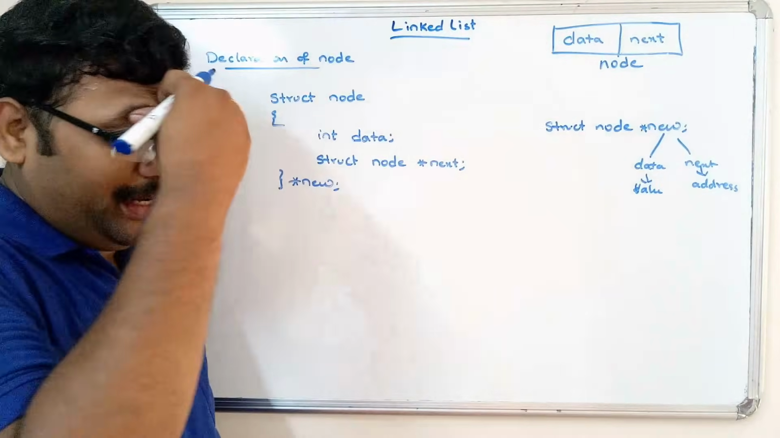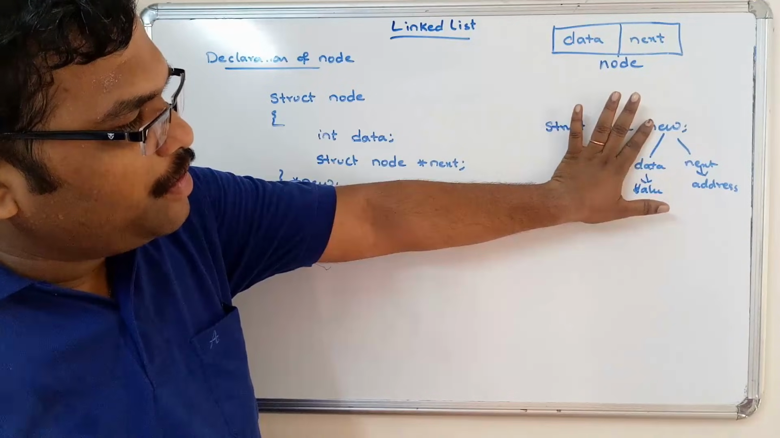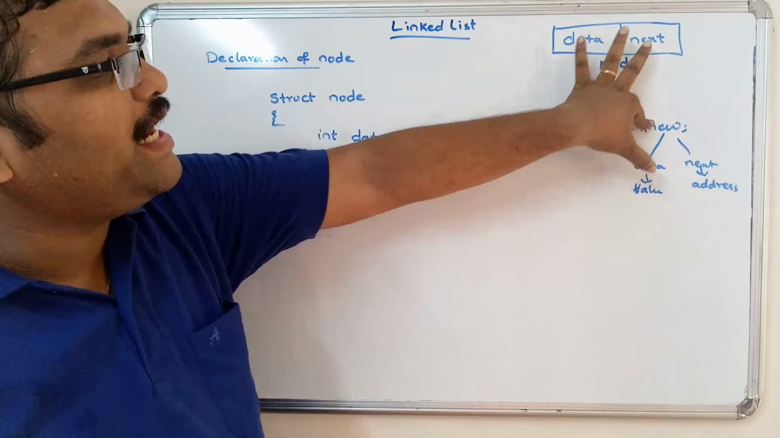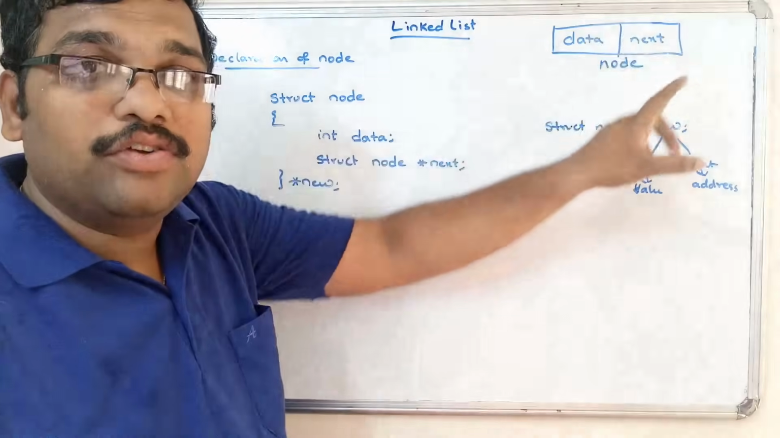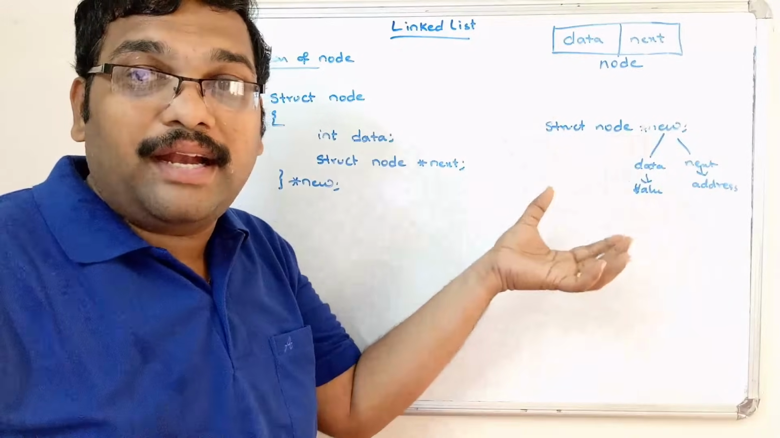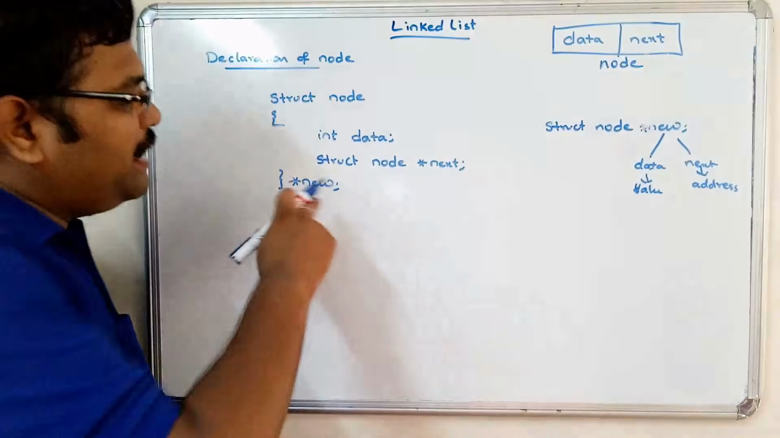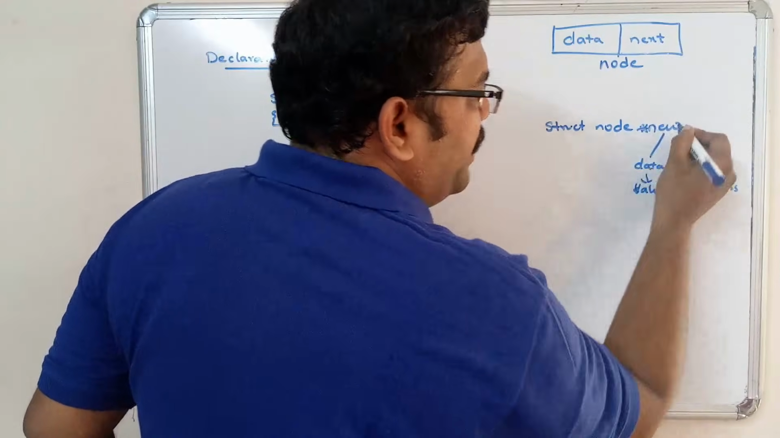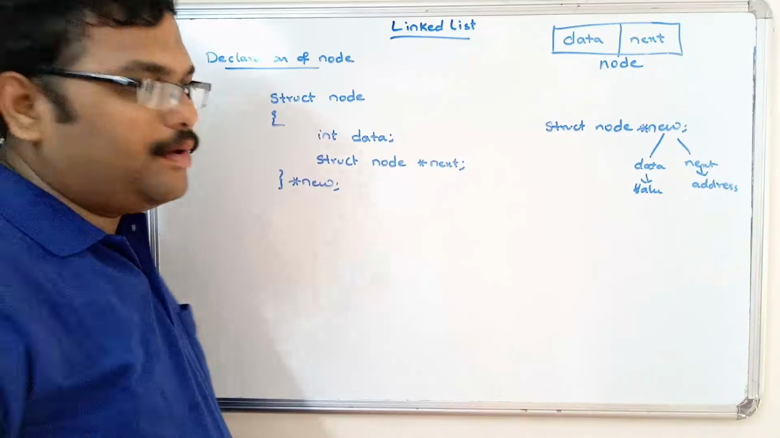Hope you understood. Don't get confused. If it is a normal structure variable, that variable will have two fields, data and next. Data is a normal data type and next is an address. A normal variable can't store the address, so in order to store the address, we have to create the pointer. That's why we are creating the pointer variable. Now this pointer variable will have the data and address. So this is possible, right?